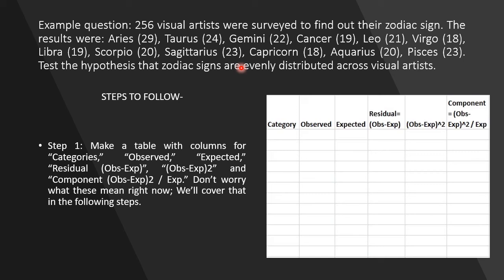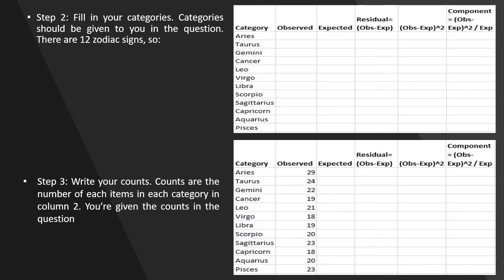Now we are going to follow certain steps. First of all, we'll make a table with columns for category, observed, expected value, residual value, which would be observed minus expected value, the square of the residual value, and then the square of the residual value divided by the expected value, which would be our component. Now we are going to fill our categories with various sun signs. And now we are going to write the counts. These counts are the number of items in each category, in column 2.